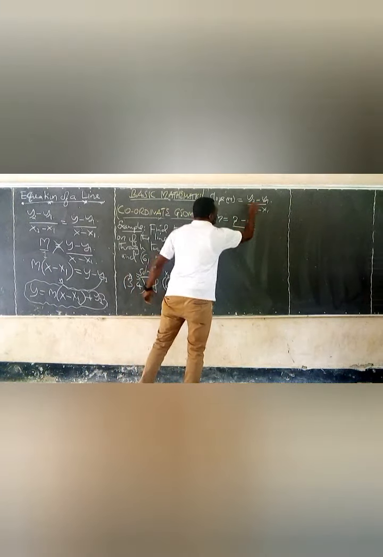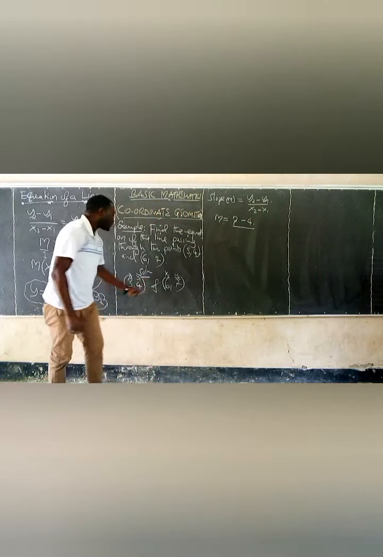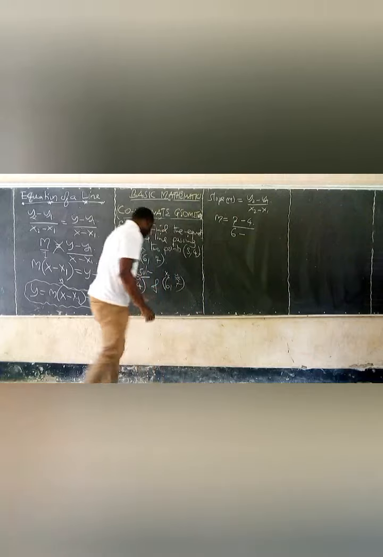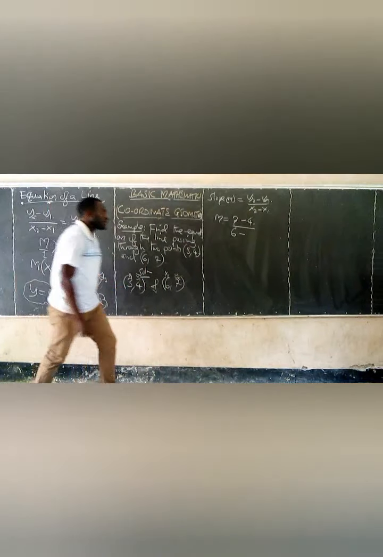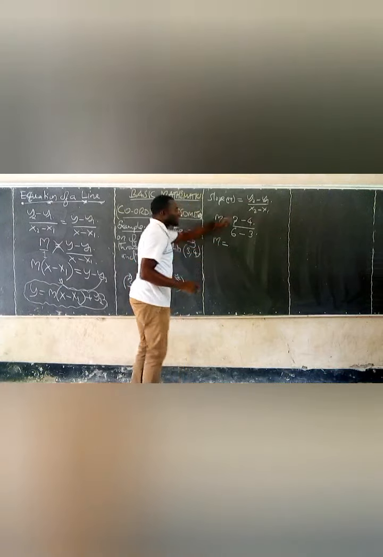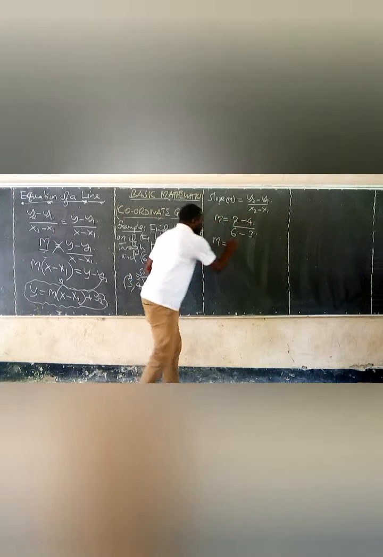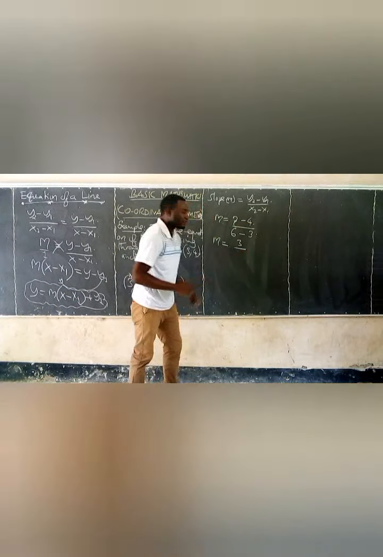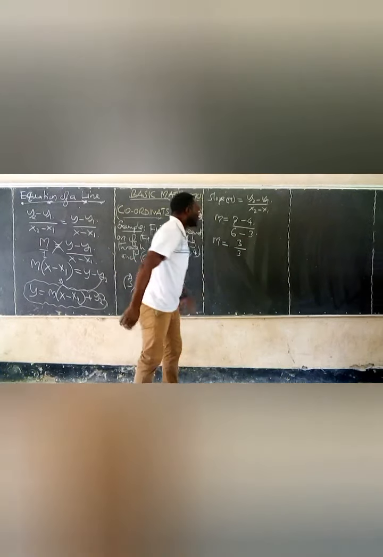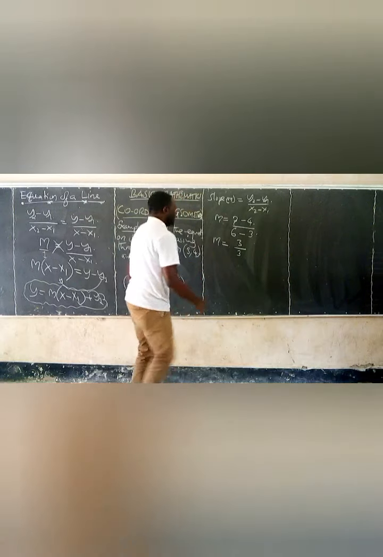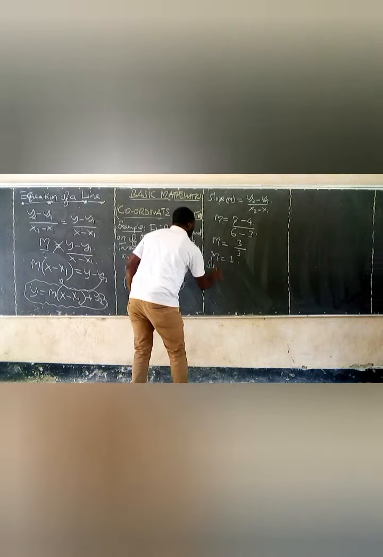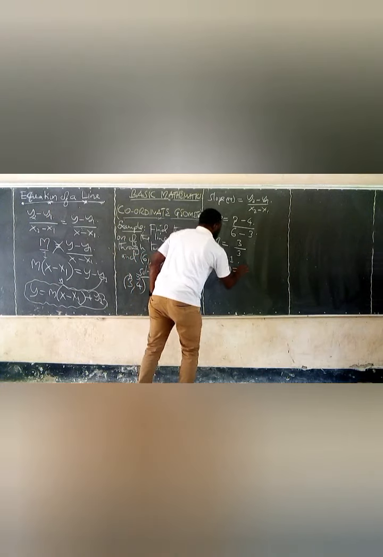Then we divide by x2. What is x2? x2 is 6, so write here 6 minus x1. What is x1? x1 is 3, so write here 3. So m is equal to 7 minus 4, you get 3, then you divide by 6 minus 3, you get 3. Once we divide, you get 1. So m is equal to 1. So slope is equal to 1.